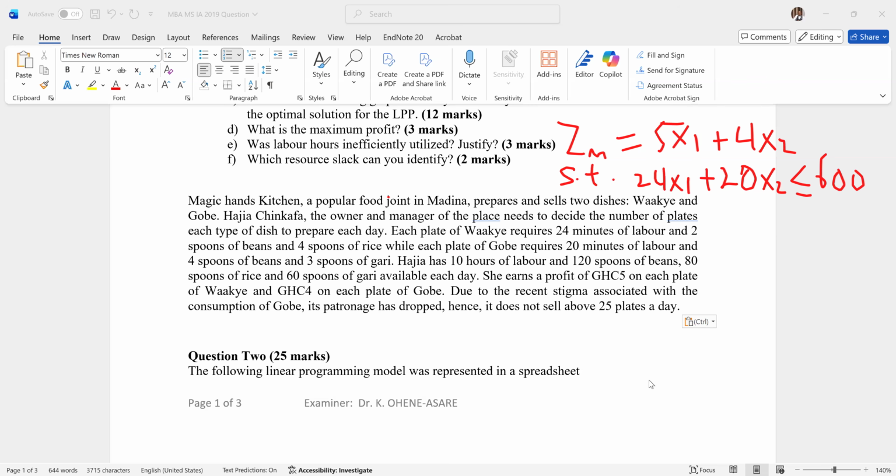Yes, Elsie. Yeah, so I would say that it's a beans constraint. That is 2x1 plus 4x2 less than or equal to 120.